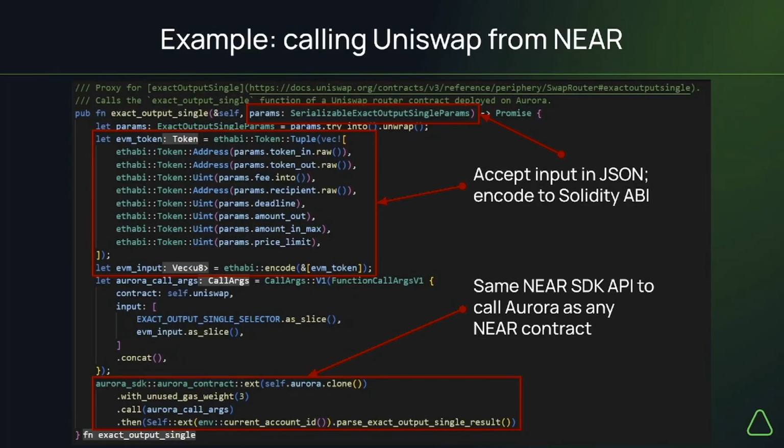It's a lot of lines only because there's a lot of parameters that go into this exactOutputSingle function call, but it's not very complicated. And then at the bottom, we actually do the cross-contract call. So we are, again, following the same patterns coming out of Near SDK, right? We have the ext trait that is able to create this thing that does the promise and actually makes the call, and we can attach a callback to it.